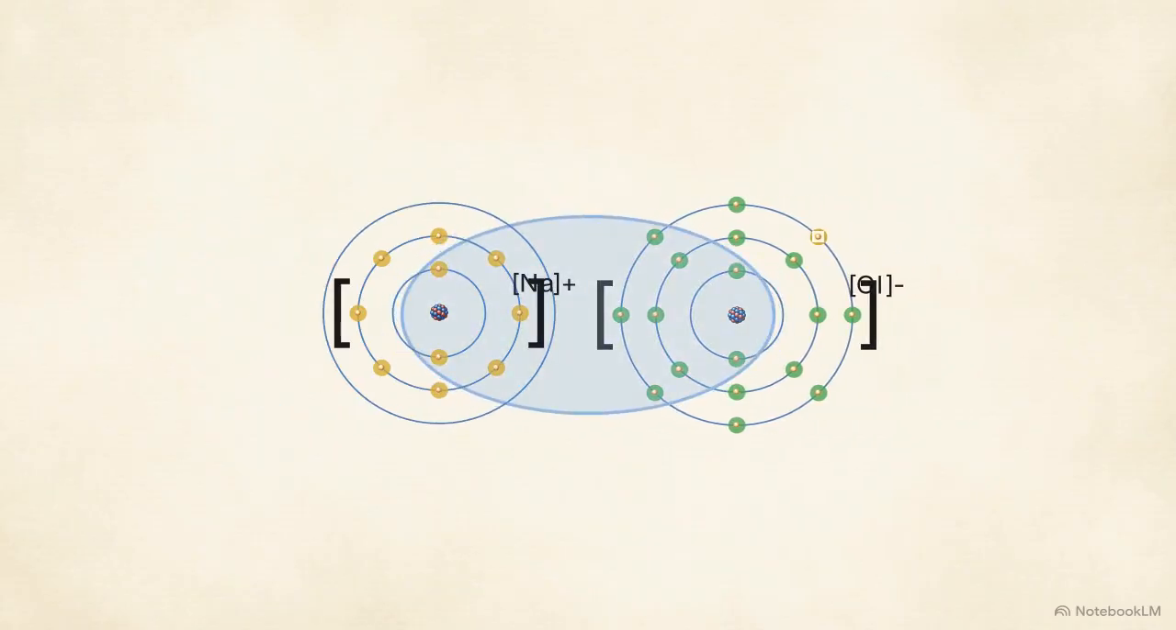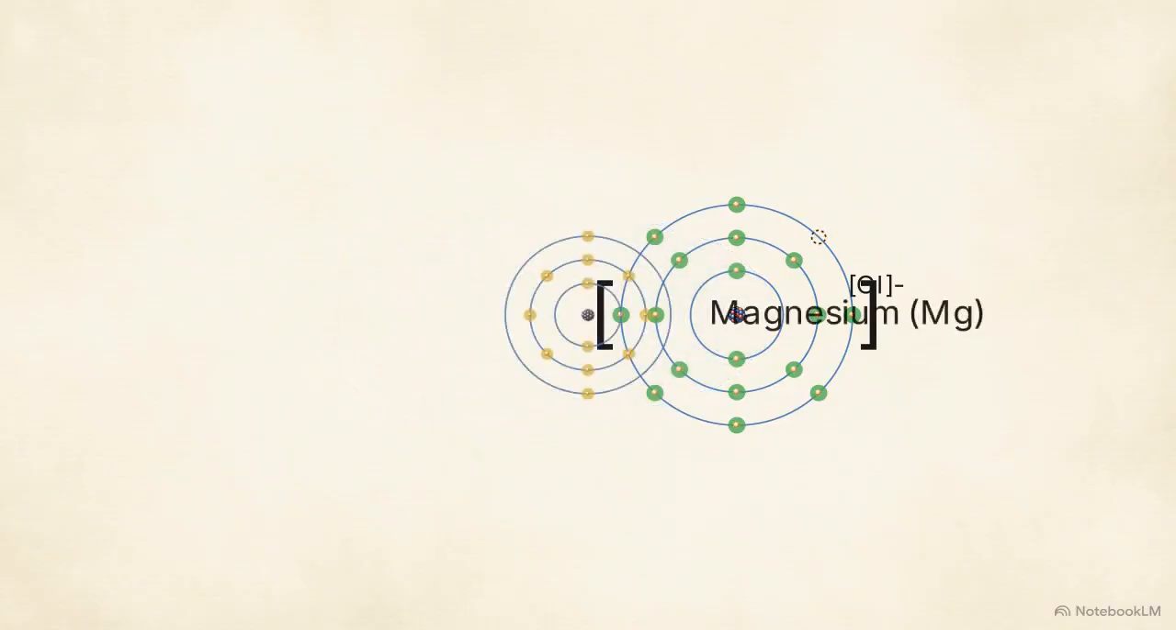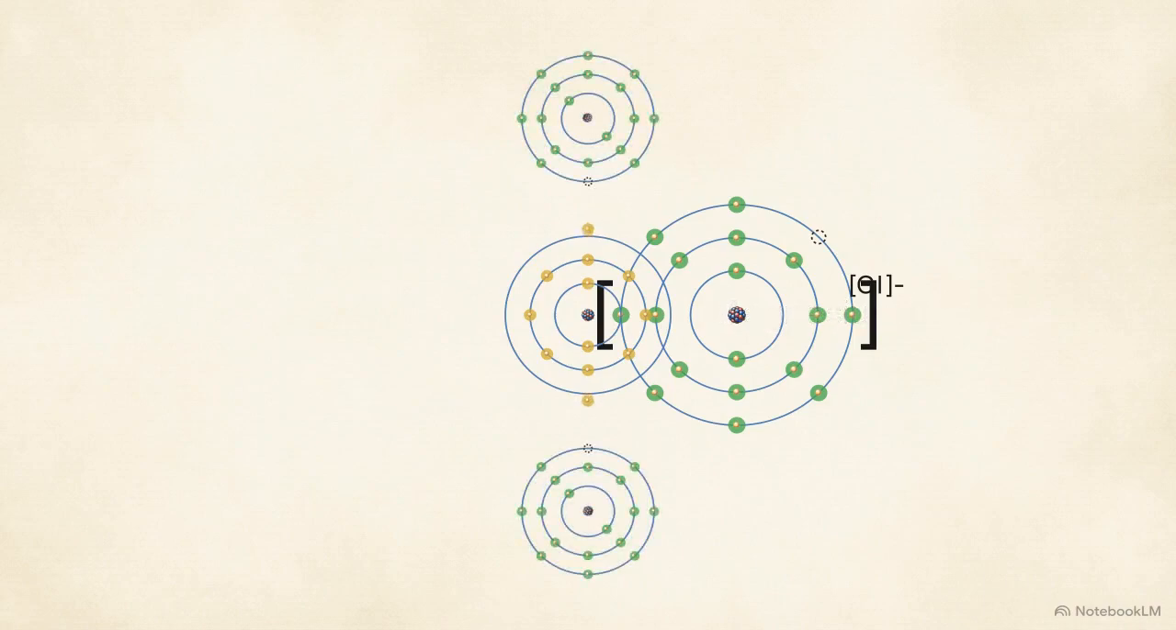This diagram shows a slightly more complex trait. Magnesium has 2 extra electrons. To reach stability, it gives 1 electron to a chlorine atom and its second electron to another chlorine atom, forming magnesium chloride.